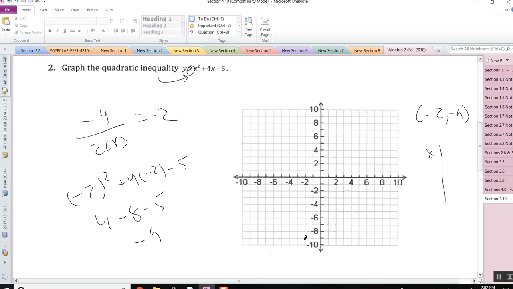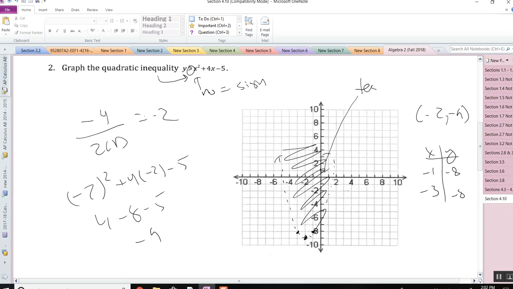I'm going to plug in a couple of values, one to the left and one to the right of negative 2. If I plug in negative 1, I believe I get negative 8, and you will get negative 8 again. And now, because it's no equal sign, just a less than or greater than, you can do a dashed parabola. And because it's greater, we're going to shade above it.